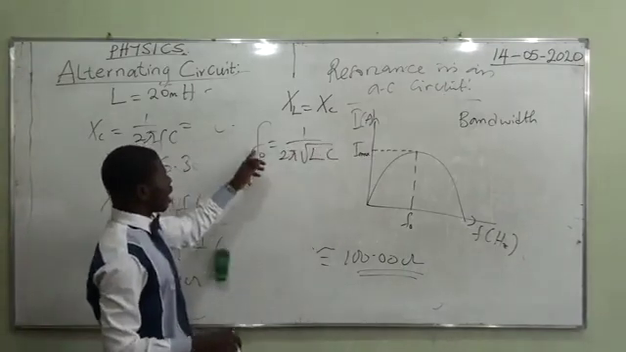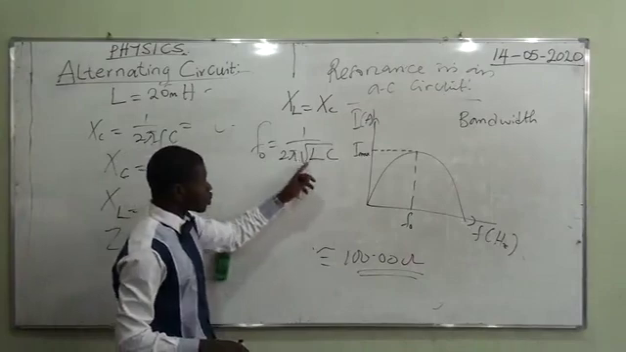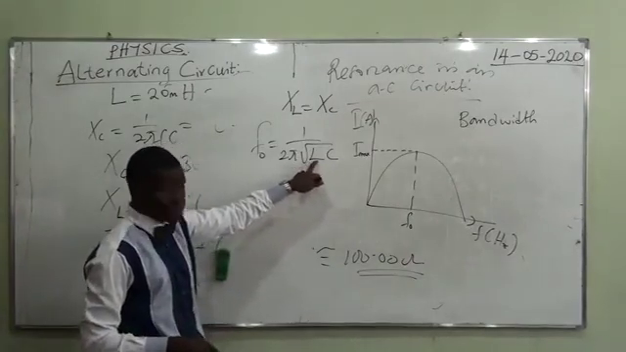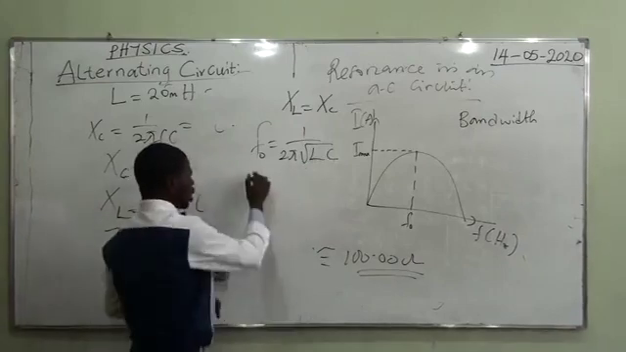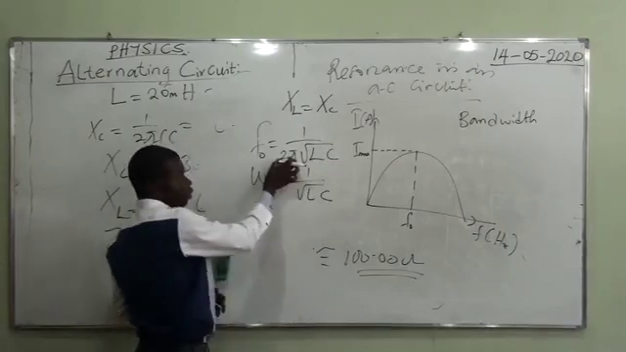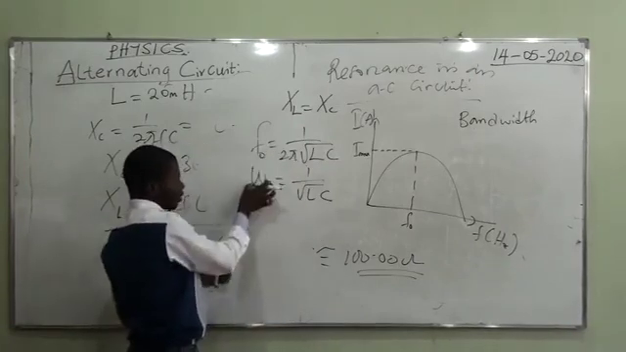Take note, the frequency is inversely proportional to the square root of LC. That means it depends only on the value of the inductance of the inductor and the capacitance of the capacitor. Equally, we have 1/√LC. When you bring this over here, you have 2 pi F naught given as this.